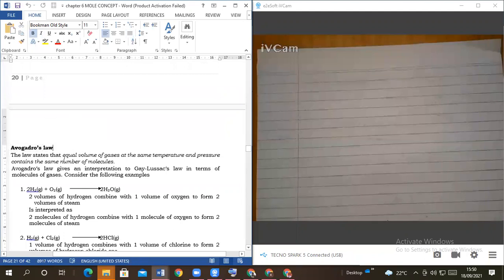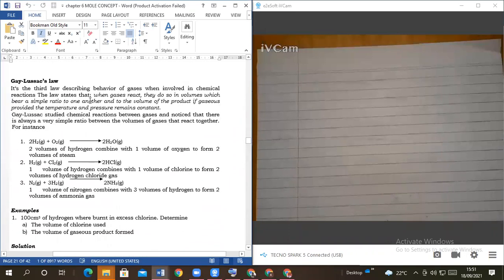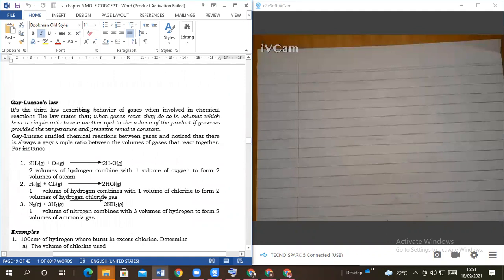Avogadro's law states that equal volumes of gases, equal volume is for Gay-Lussac's law. Avogadro says equal volumes of gases at the same temperature and pressure contain the same number of molecules or moles. That is all. Now, you replace volumes from Gay-Lussac's law and put it in Avogadro. You replace volume by moles. We're going to look at examples and we shall see how they vary.